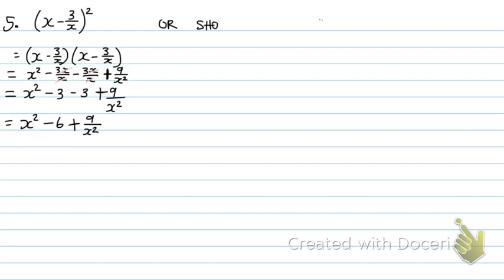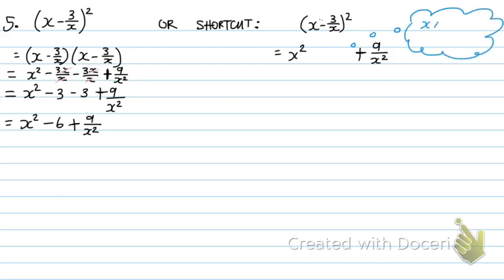Or, to do the shortcut, I write it out, x minus 3 over x, squared. First, it's the first one squared, x squared, then I leave a little space, and I do the last one squared, which is 9 over x squared. To get the middle term, it's the first one times the second one times 2. So here's what I'm thinking. The first one, x, times the second one, negative 3 over x, times 2. So x I can put over 1. Then it cancels out with the other x. So x times negative 3 over x is just negative 3, times 2 is negative 6. So I can put that in there. It's way faster.